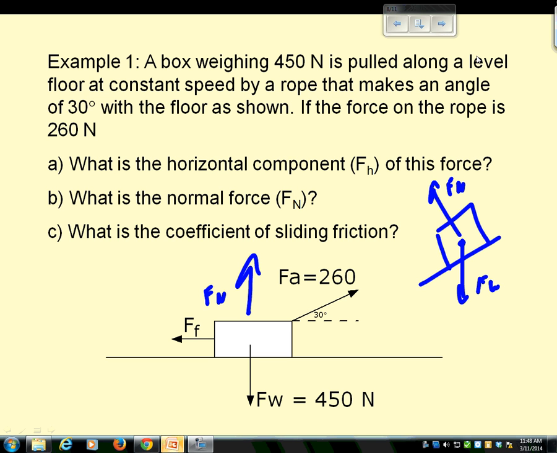Okay, so what we've got here is a box. I've simplified it a bit. It's a box weighing 450 newtons. It's being pulled along a level floor at a constant speed. Constant speed means something. By a rope that makes an angle of 30 degrees with the floor as shown. If the force of the rope is 260 newtons, what is the horizontal component? What is the normal force? And what is the coefficient of sliding friction?